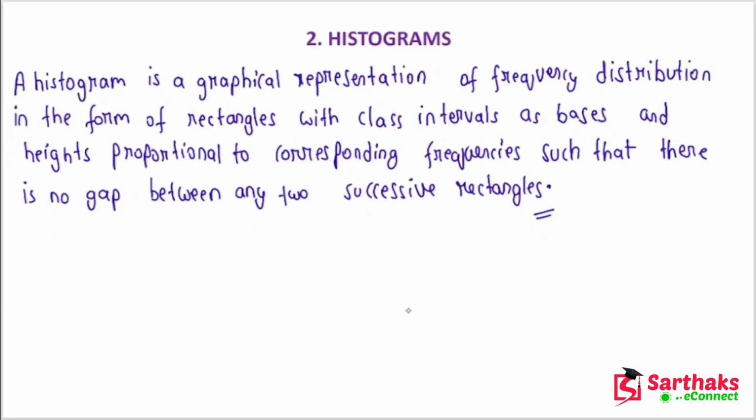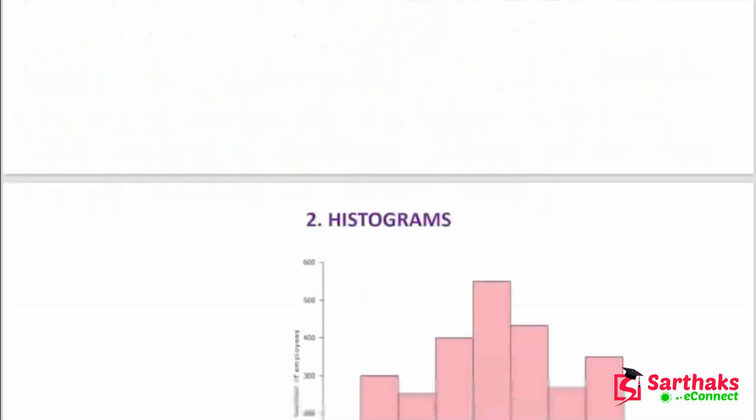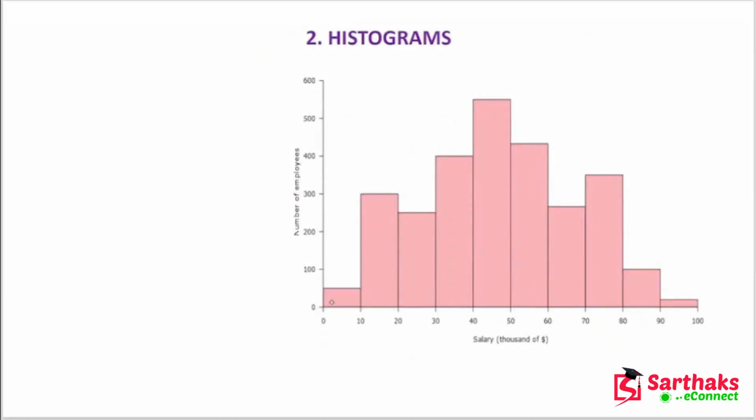So what is a histogram? A histogram is a two-dimensional graphical diagram. Why is it used? It is used for grouped frequency distribution. Let me show you how a histogram looks. This is an example of a histogram. You can see that this bar represents 0 to 10, then this one 10 to 20, then 20 to 30. These are intervals, and there is no gap between the rectangles or bars. Also, the height of each rectangle depends on the number of employees in this case, which is the frequency.